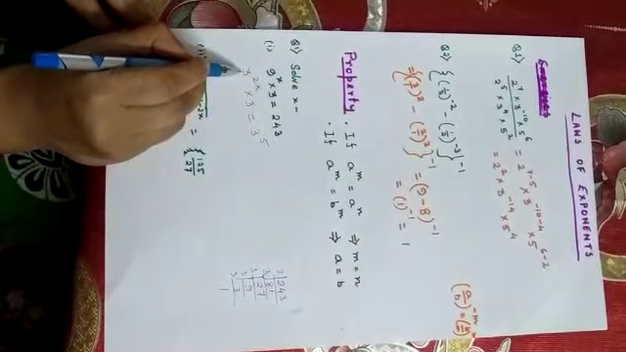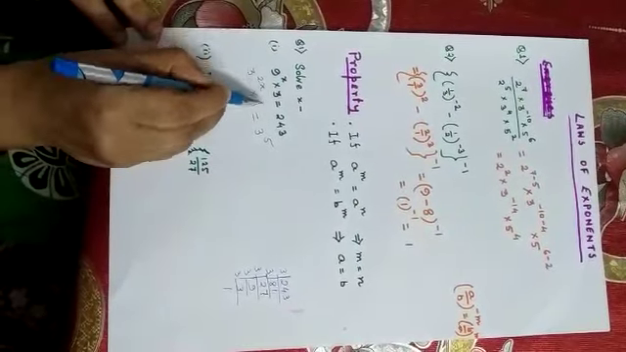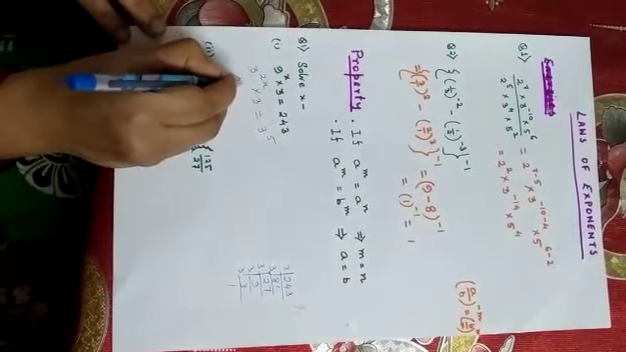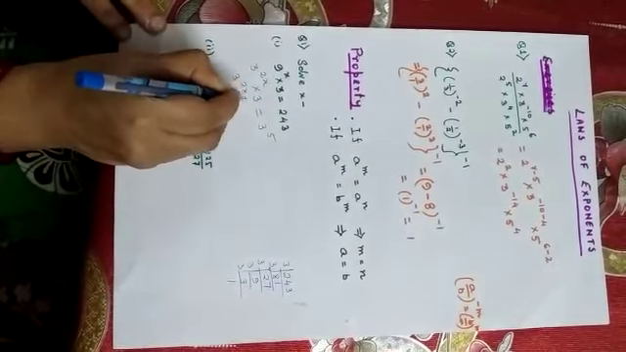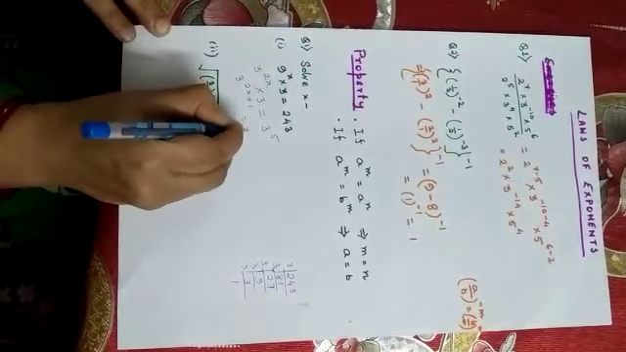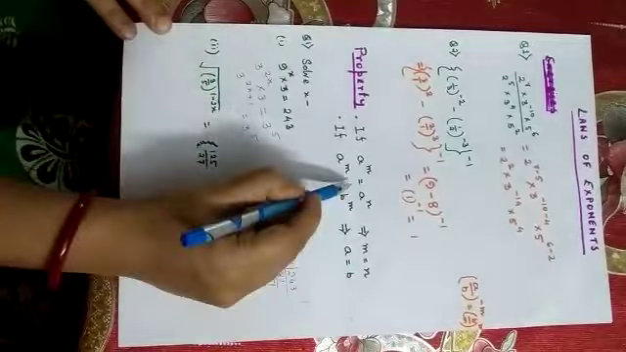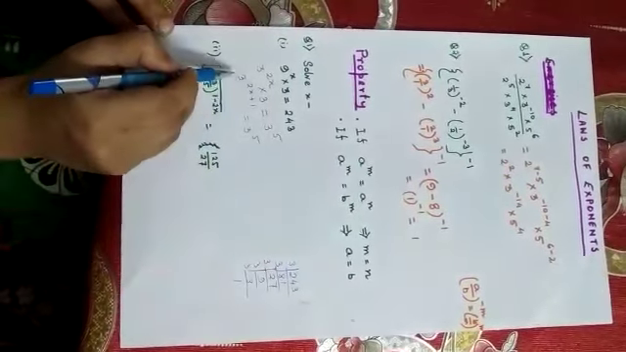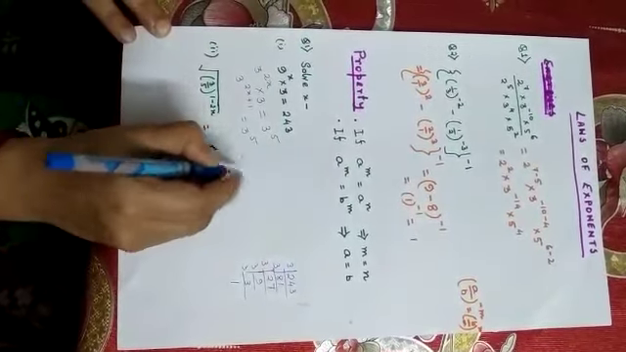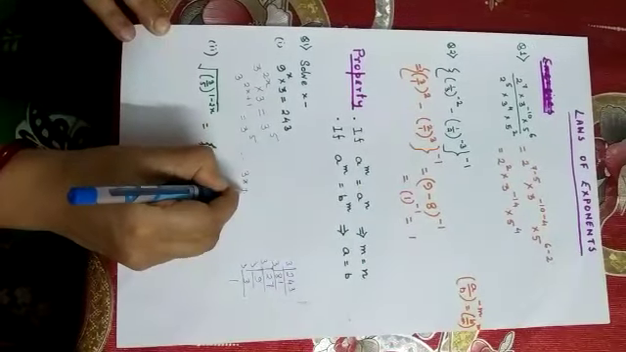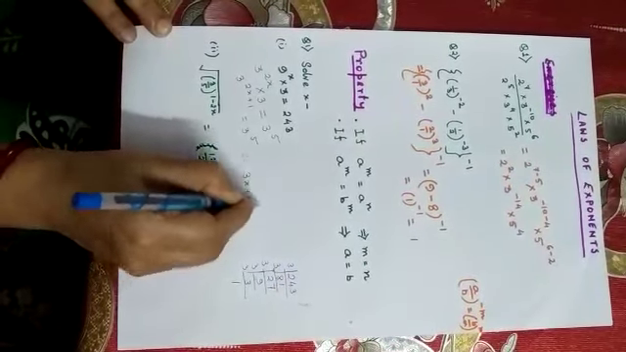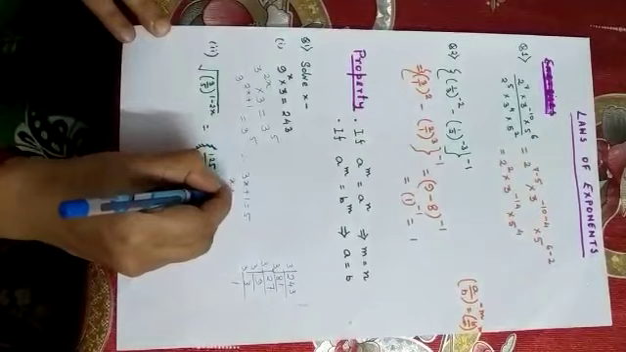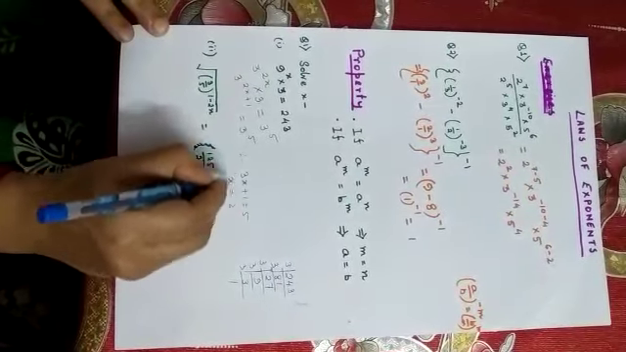By the first law, if the bases are same, powers get added. So 3 to the power 2x plus 1 equal to 3 to the power 5. Now by using this property, we can say that 2x plus 1 equal to 5. By solving this equation, we find x equal to 2.